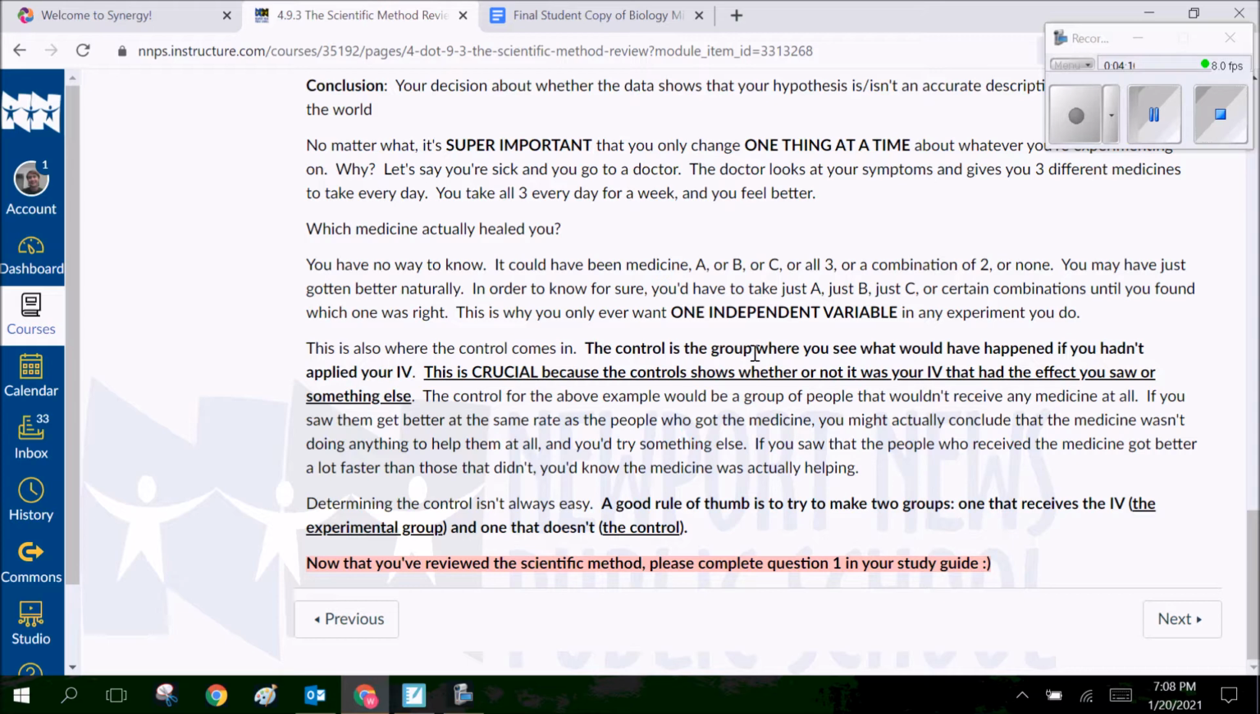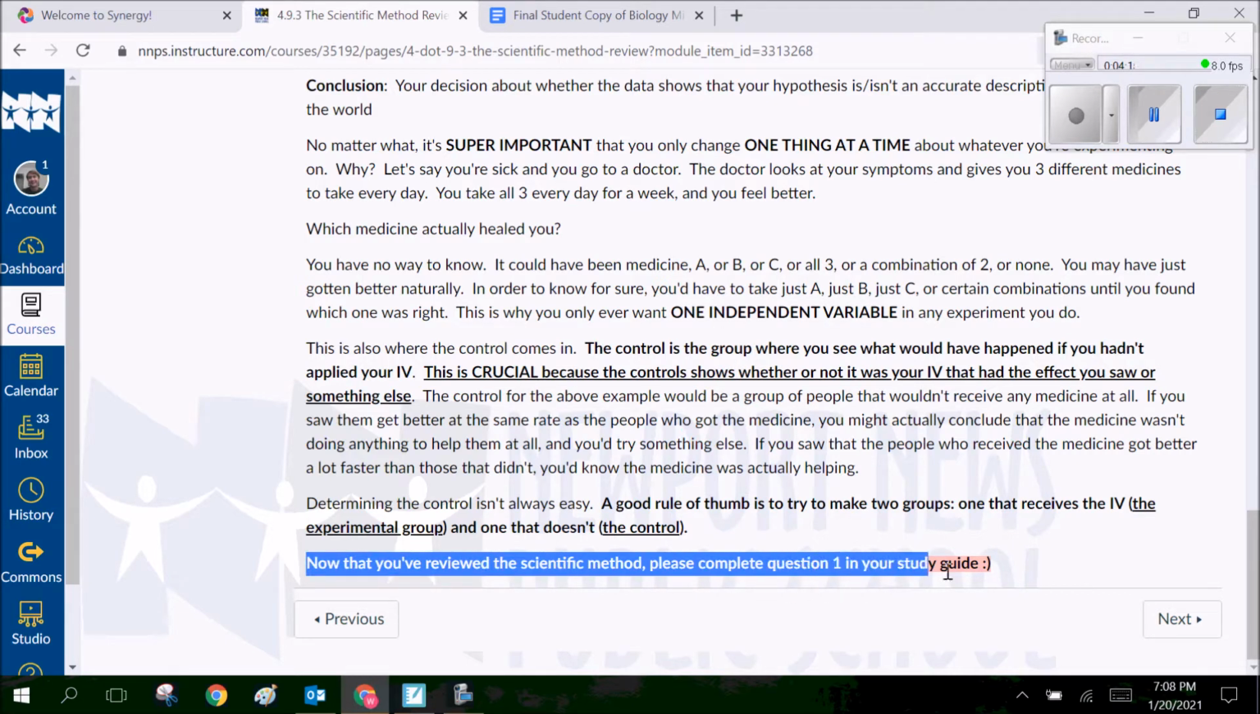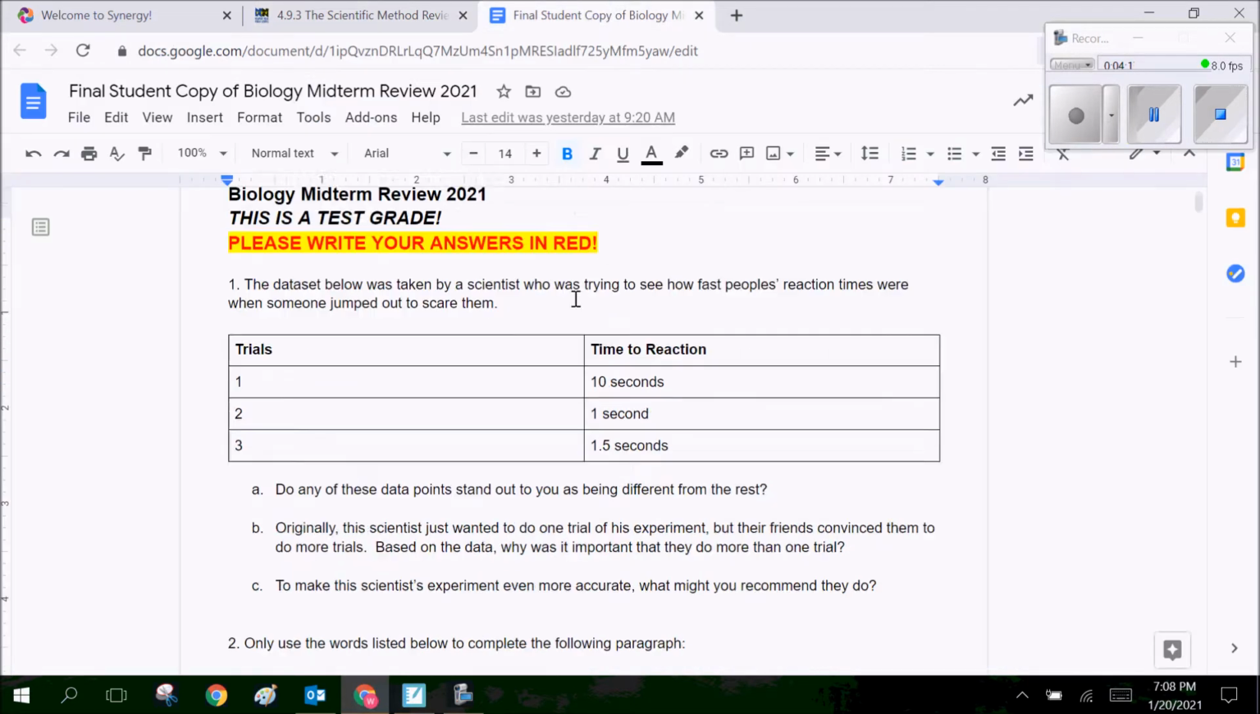So now that we have gone through this, down at the bottom it says, now that you reviewed the scientific method, please complete question 1 in your study guide. So we're going to go to question 1.